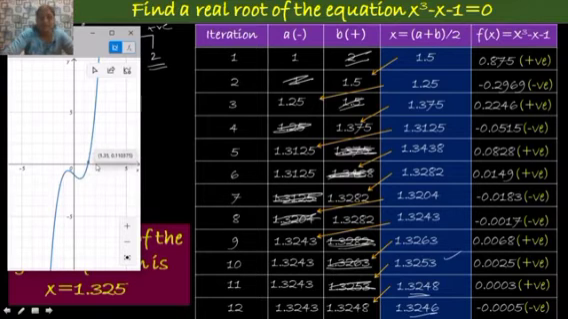But for your understanding, let me show you this graph of the function, how it looks, and how to find the root using this graphical method. So the graph of the given function looks like this. It cuts the x-axis at 1.32. So that is the root of the given equation.